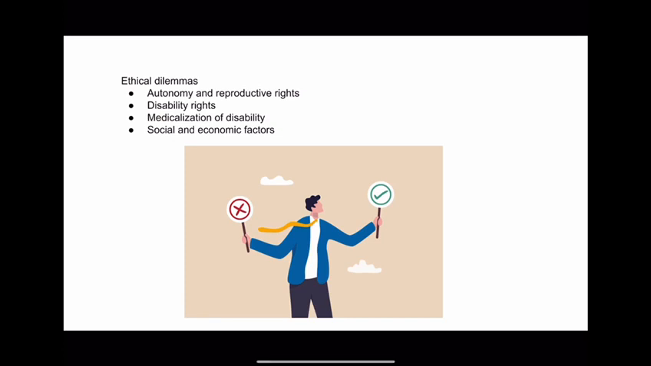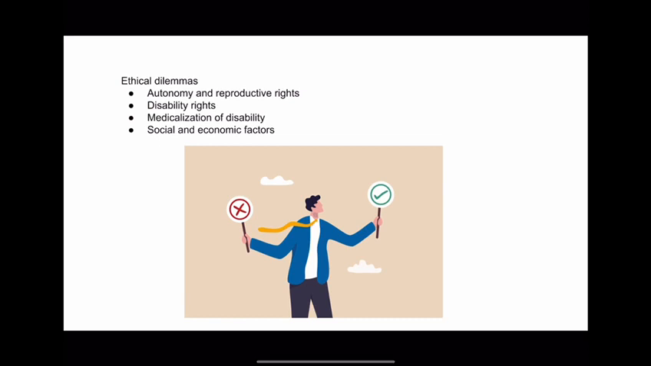The decision to abort a baby with Down syndrome can be a difficult and complex moral dilemma for many individuals and families. And some of the main ethical considerations that are discussed in this context include autonomy and reproductive rights. So, individuals have the right to make decisions about their own bodies and reproductive choices, and this includes the right to decide whether to terminate a pregnancy regardless of the reason, because it is that individual's own body. However, some people argue that this right should be balanced against the potential harm to the fetus and wider social implications of selective abortion.